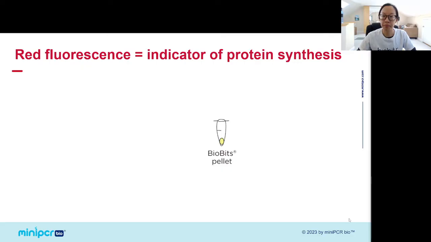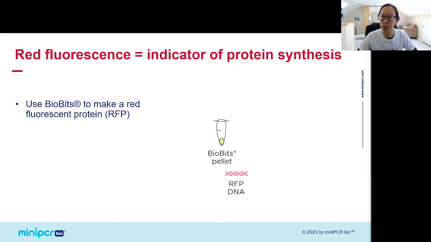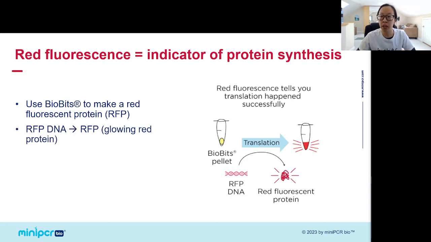All right, so to some of our BioBits pellets, I'll be adding RFP DNA, which is DNA that encodes instructions for making a red fluorescent protein, which I'm going to refer to as RFP. RFP equals red fluorescent protein. If, say, we transform a live bacteria culture with this RFP DNA, the bacteria would make RFP and glow red. Similarly, in our model, with the added RFP DNA and the protein machinery in BioBits, RFP will be made and we'll be able to see that glow red in our tube.